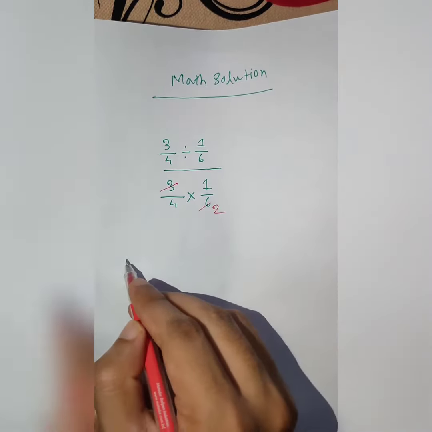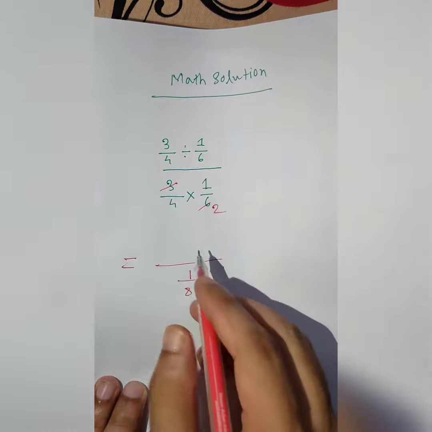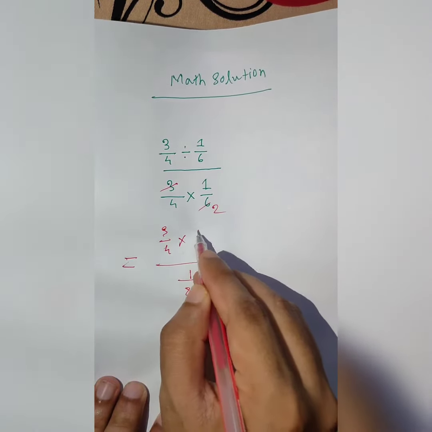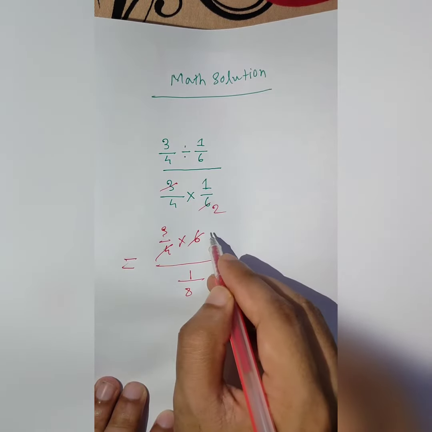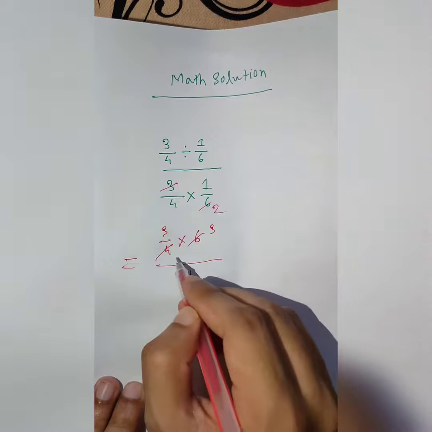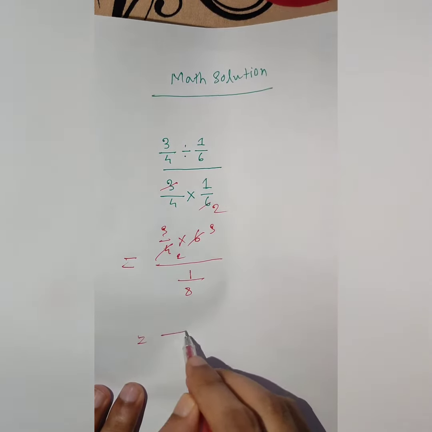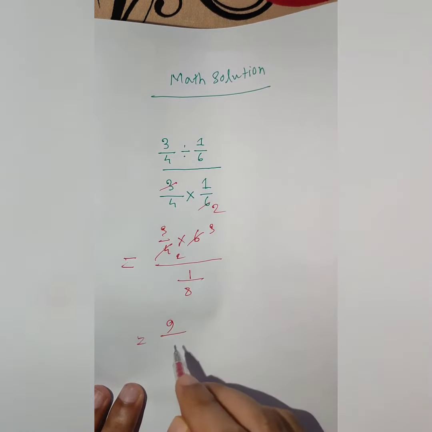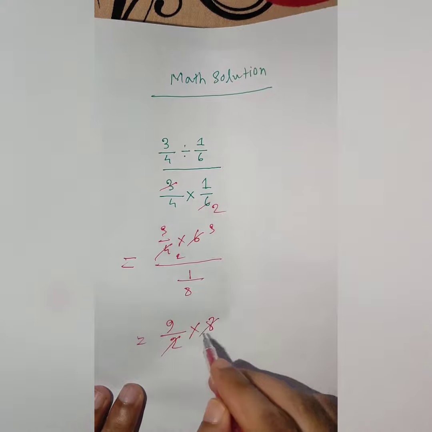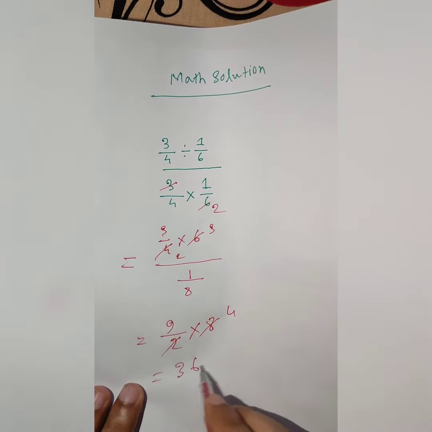Two. Eight by one. 3 4 into 6. Three. Two. 3 into 3 9. 2 into 8. 4. 9 into 4 36.